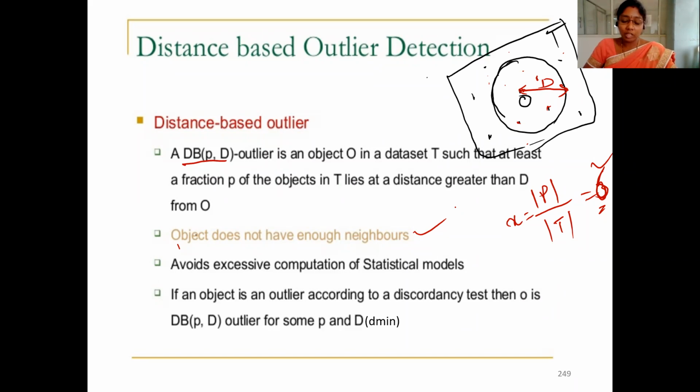So if an object is an outlier according to the discordancy test, that means in the previous method you have identified whether the object is an outlier or not based on the discordancy test, right? So if object O is an outlier, it is already identified as an outlier according to the previous method. Then in this method also it is an outlier for some P and for some D. So for a given D and given P, the object is also identified as an outlier if it is identified as an outlier in the previous method.